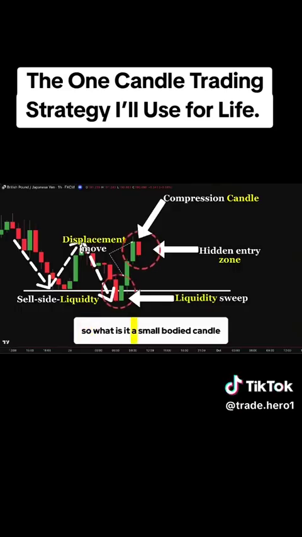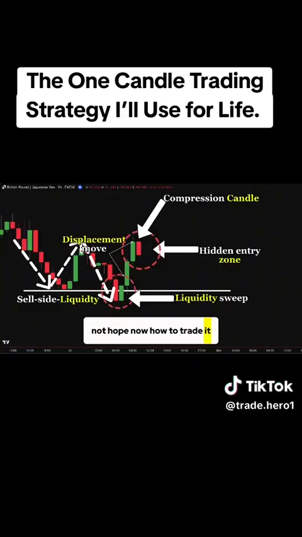So what is it? A small-bodied candle that sits within the range of the previous candle and often forms right before the next strong push in the direction of the displacement. This is not just another inside bar, this is a compression candle, because it forms after a liquidity sweep and during the displacement move. It's a hidden pause created by smart money just before the next wave, and that pause, that's our opportunity to enter with precision, not hope.